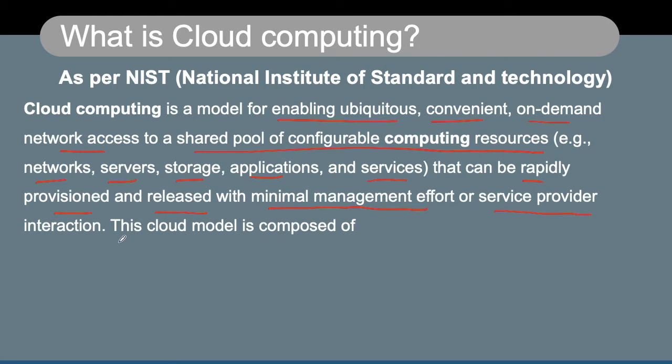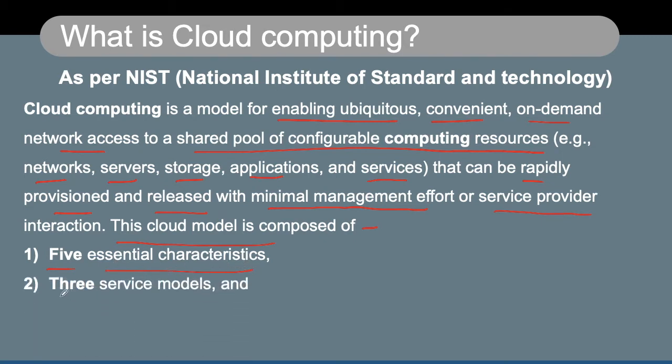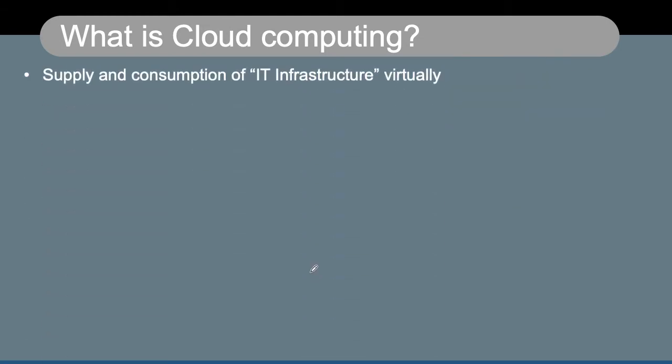However, this cloud model is composed of various things, which include 5 essential characteristics, 3 different service models, and 4 deployment models. We are going to talk about the 5 essential characteristics, 3 service models, and 4 deployment models in the next few sessions.